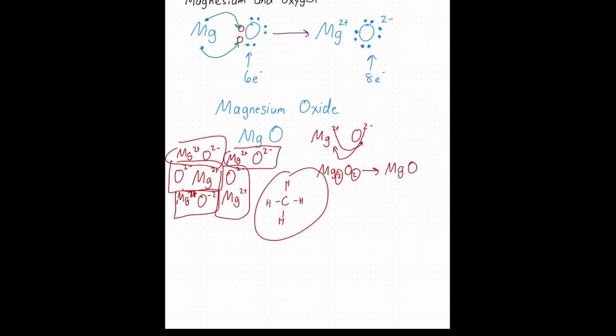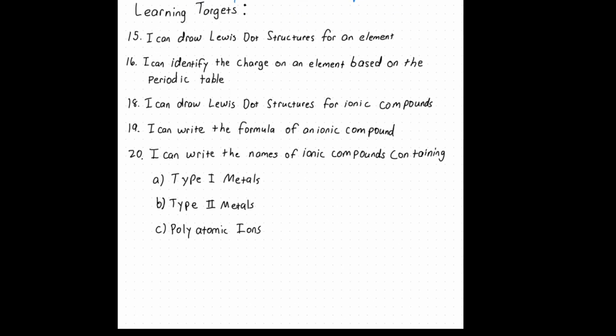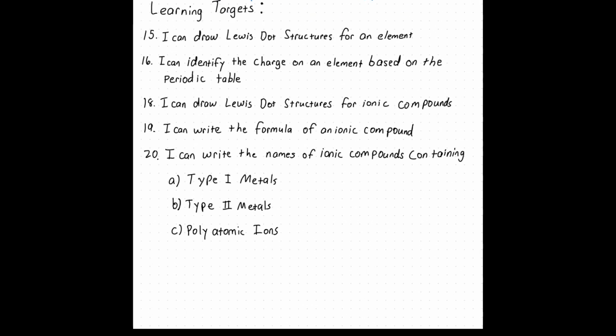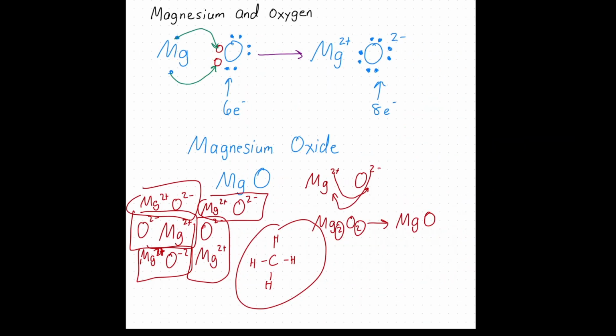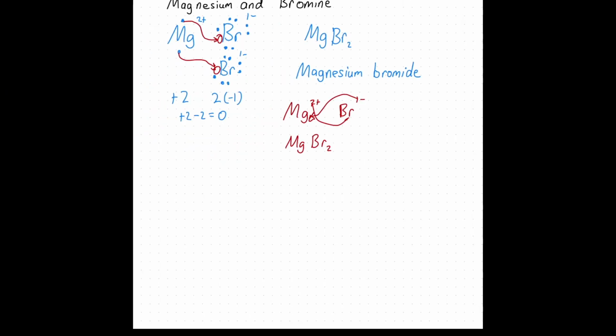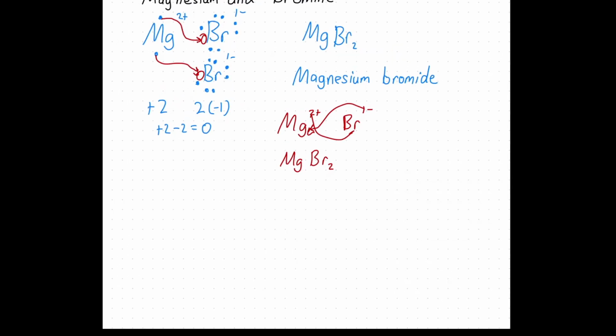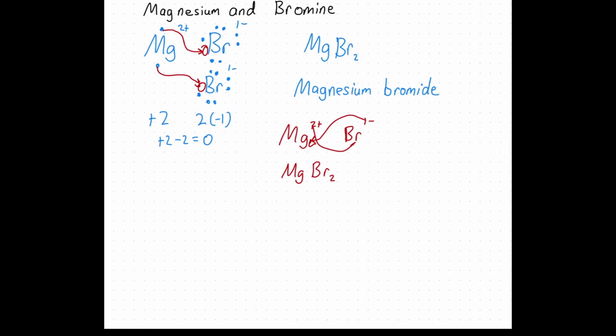In addition, when I brought those learning targets up, we have some other stuff about how they interact together and how they form an ionic compound. So how would I draw a Lewis structure for an ionic compound? A good example for that is going to be this MgBr2. So this is my starting point that I've already drawn.